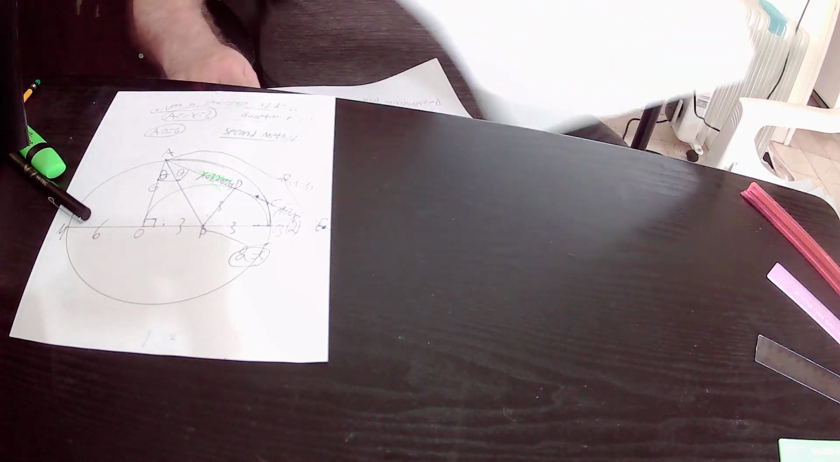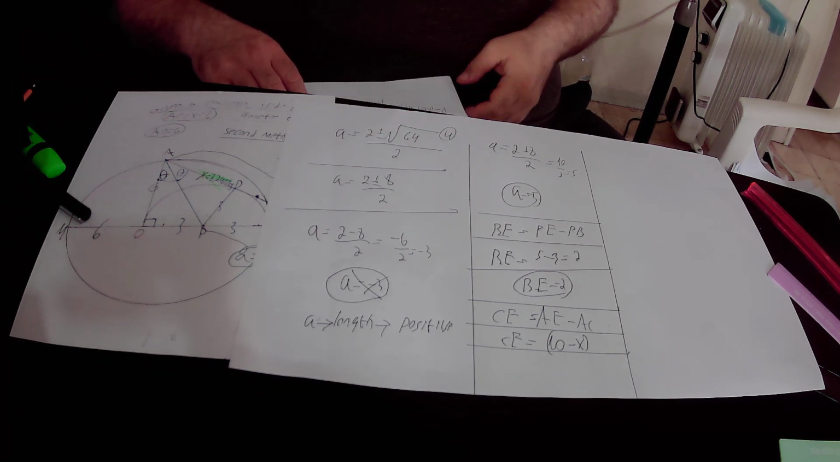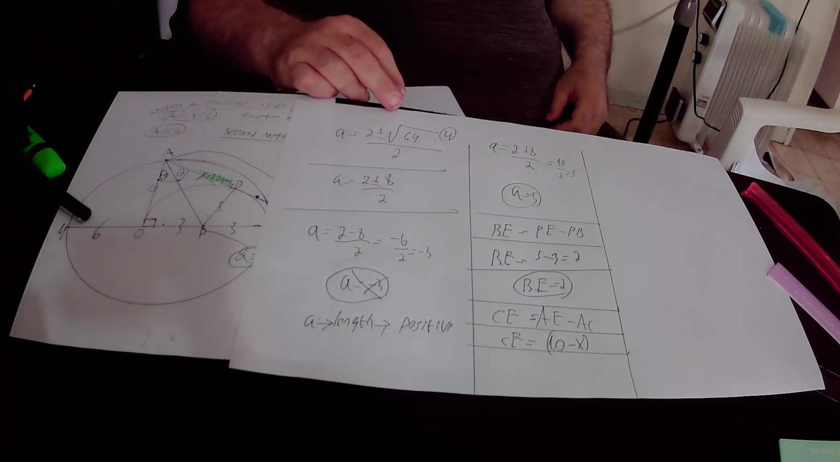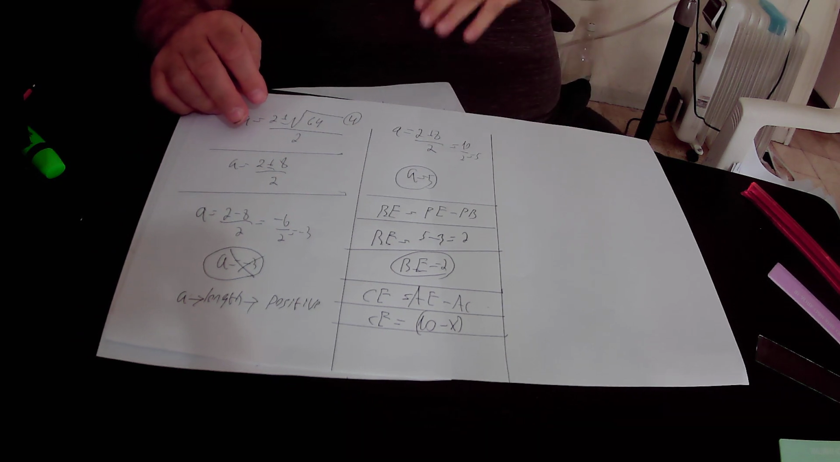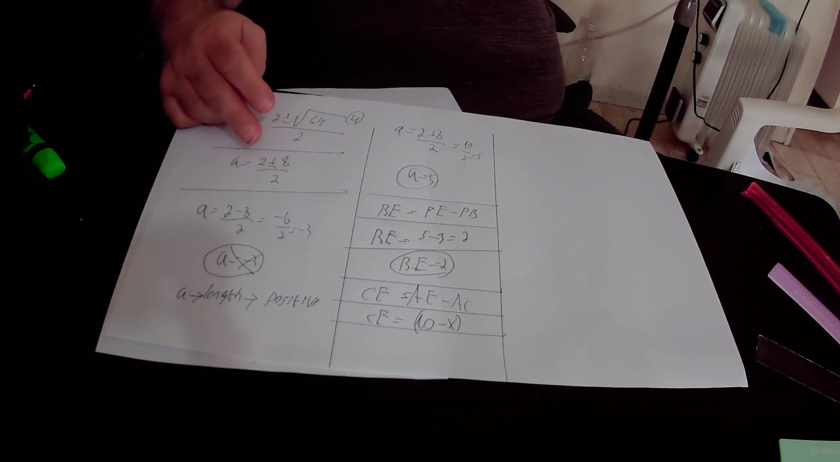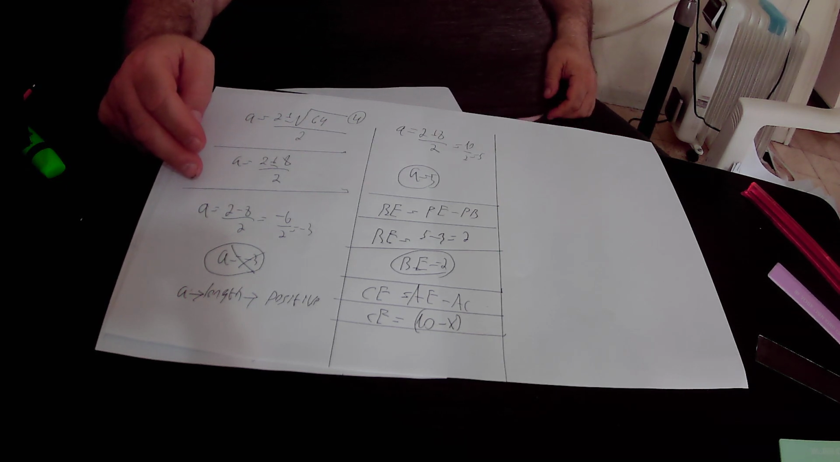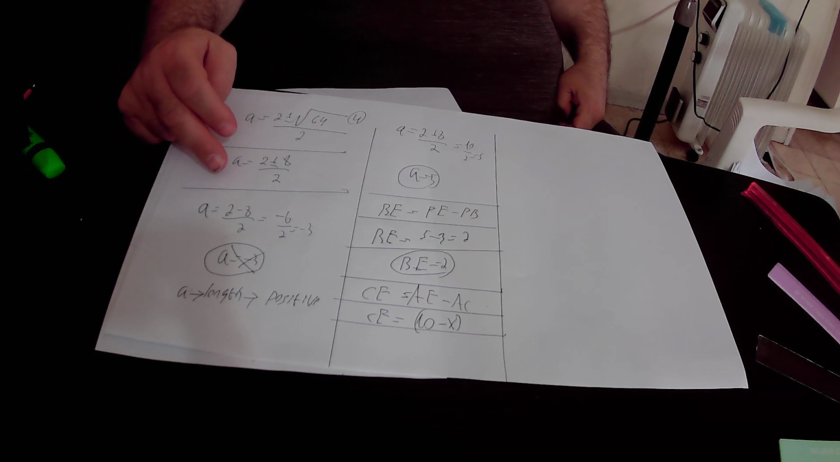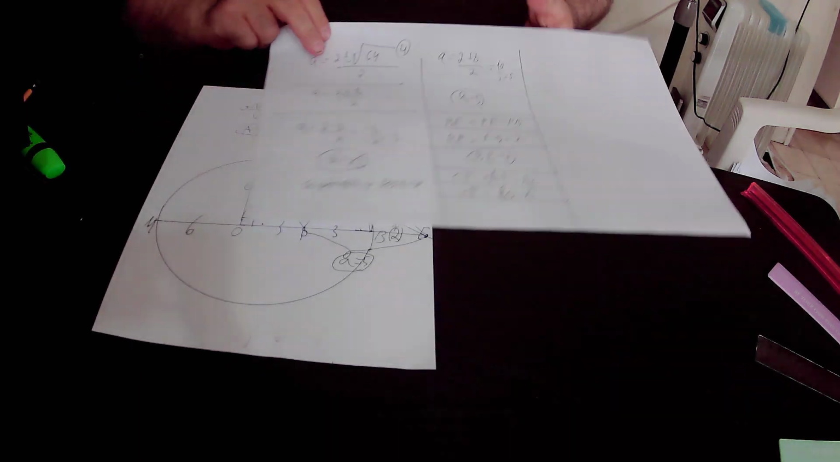So we found out that a equals 2 plus minus the square root of 64 over 2. The square root of 64 is 8. So a equals 2 plus minus 8 over 2. Here we have two possible solutions for a. The first is a equals 2 minus 8 over 2. 2 minus 8 is minus 6, and minus 6 over 2 is minus 3. So a equals minus 3.